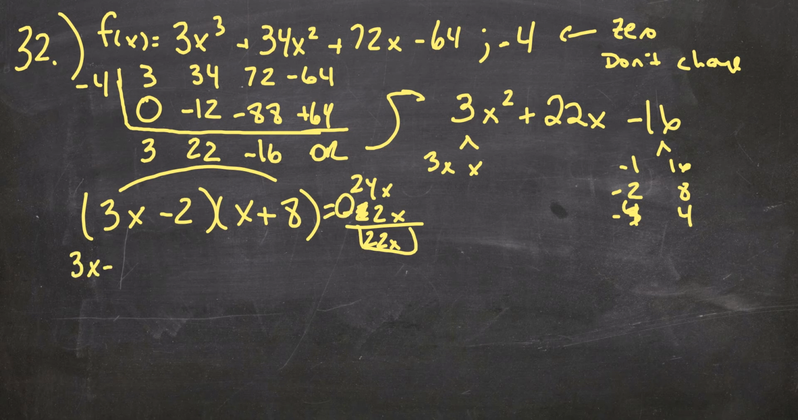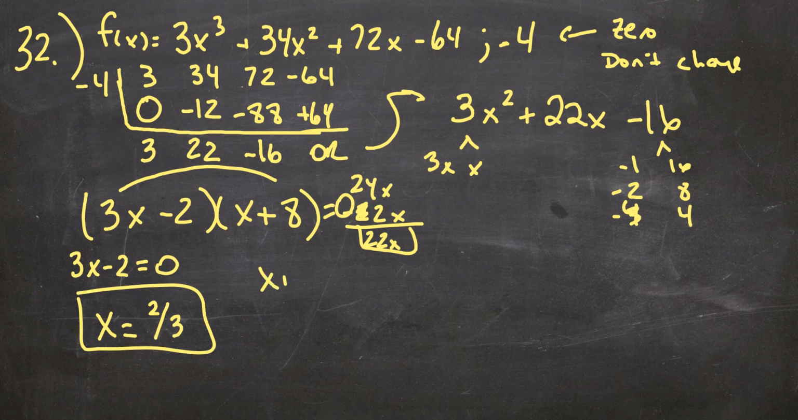Remember, it's equal to zero. So I say 3x minus 2 equals 0. I add 2, then divide by 3, so I get x equals 2/3. I'm going to say x plus 8 equals 0. So x equals negative 8.